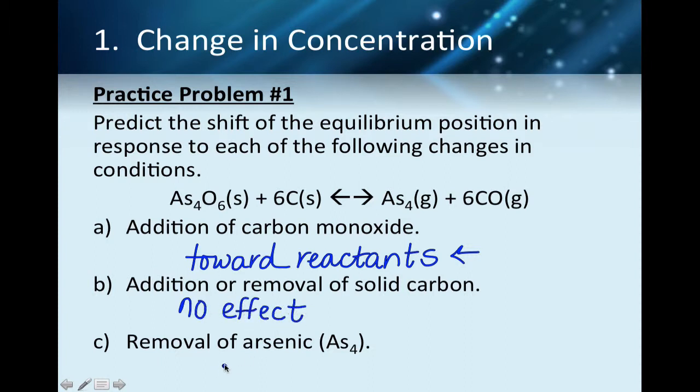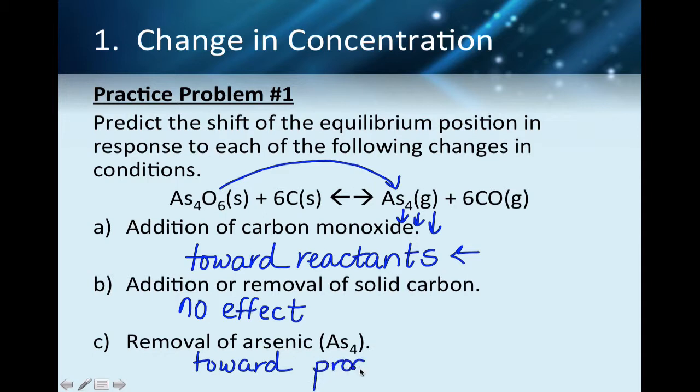And then the last thing is the removal of arsenic. Arsenic is a gas right here. If we start removing it, so we're taking it out, it's going down, this reaction will shift in a way that it's going to try and replace the arsenic that's leaving. So in this case, it's going to shift toward the products.